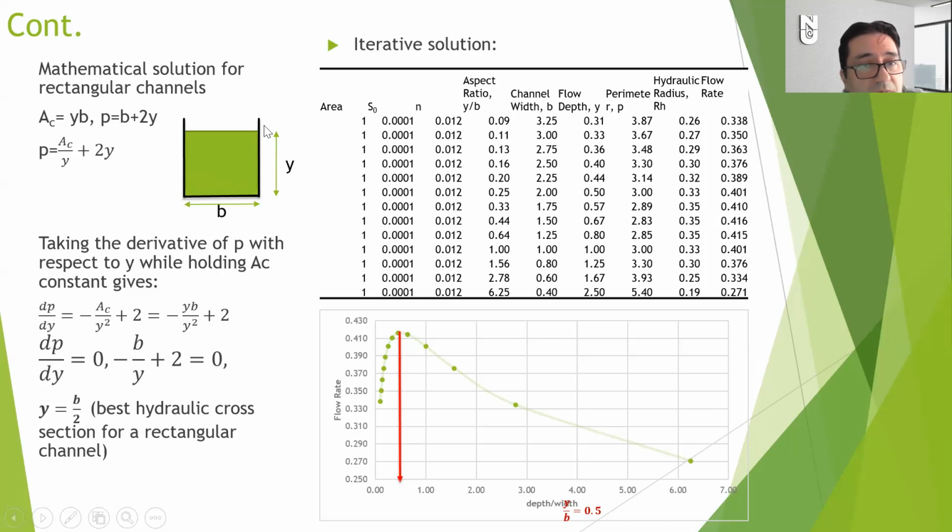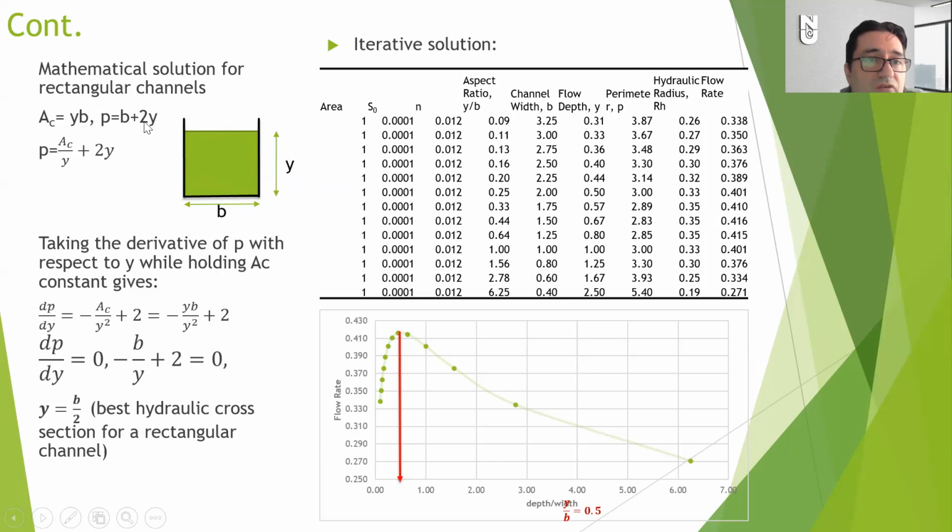This is the channel's dimensions, okay? B is the width, Y is the water depth, or height of the channel, let's say water depth. And the hydraulic area, or wetted area, is going to be YB, and the perimeter is B plus 2Y. Okay, this is quite clear.